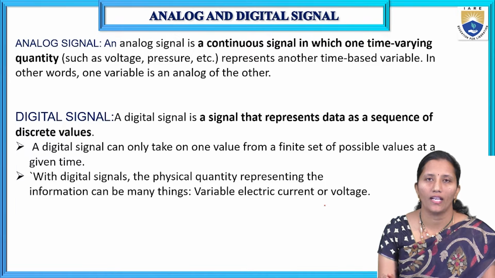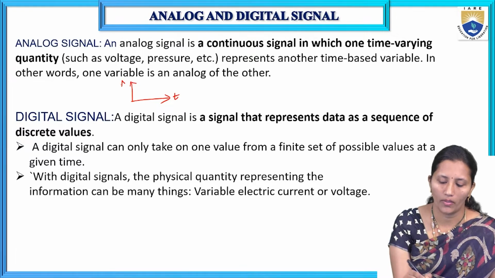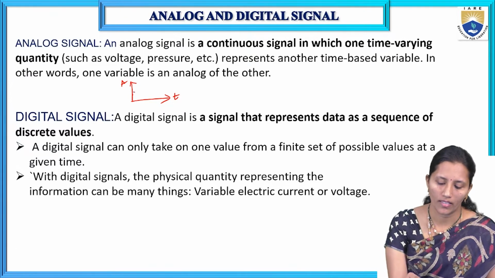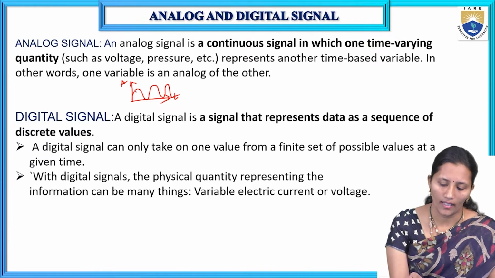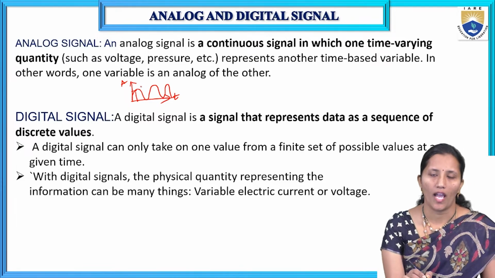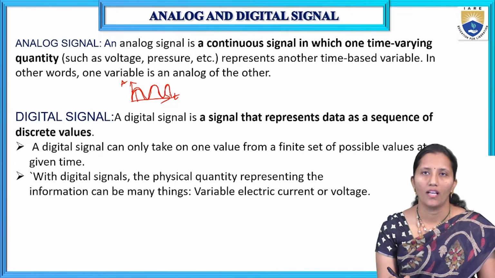So what is an analog signal? An analog signal is a continuous signal in which one time varying quantity represents another time based variable. In other words, one variable is an analog of the other variable. Here, both time and amplitude are continuous in nature in the analog signal. So at any instant of time, we can get the amplitude. Both amplitude and time are continuous in nature, and that is known as an analog signal.